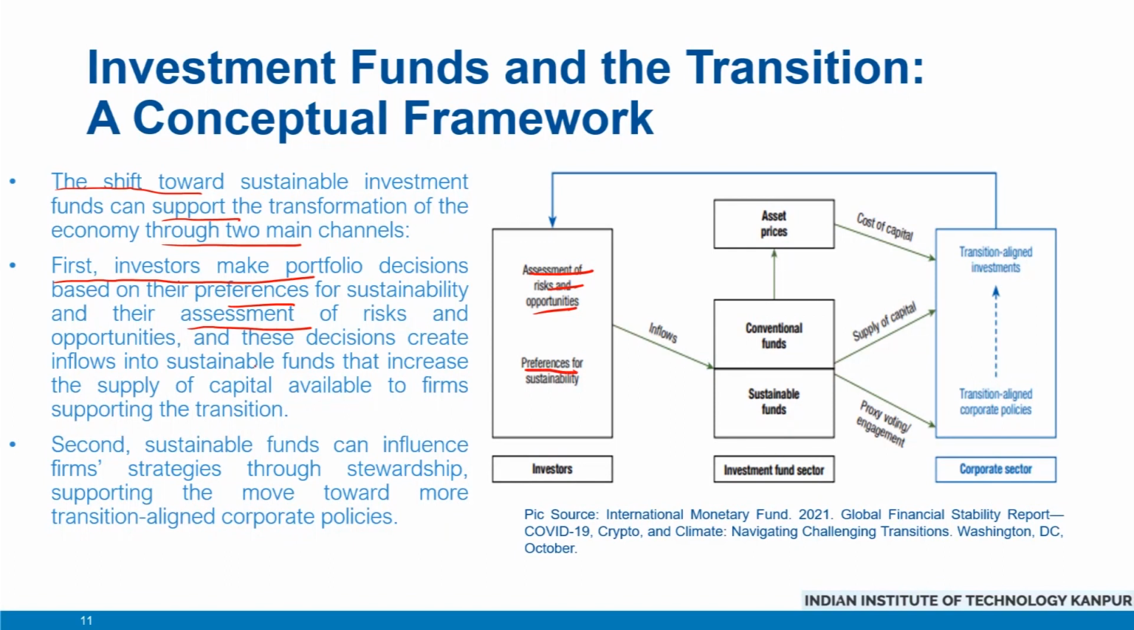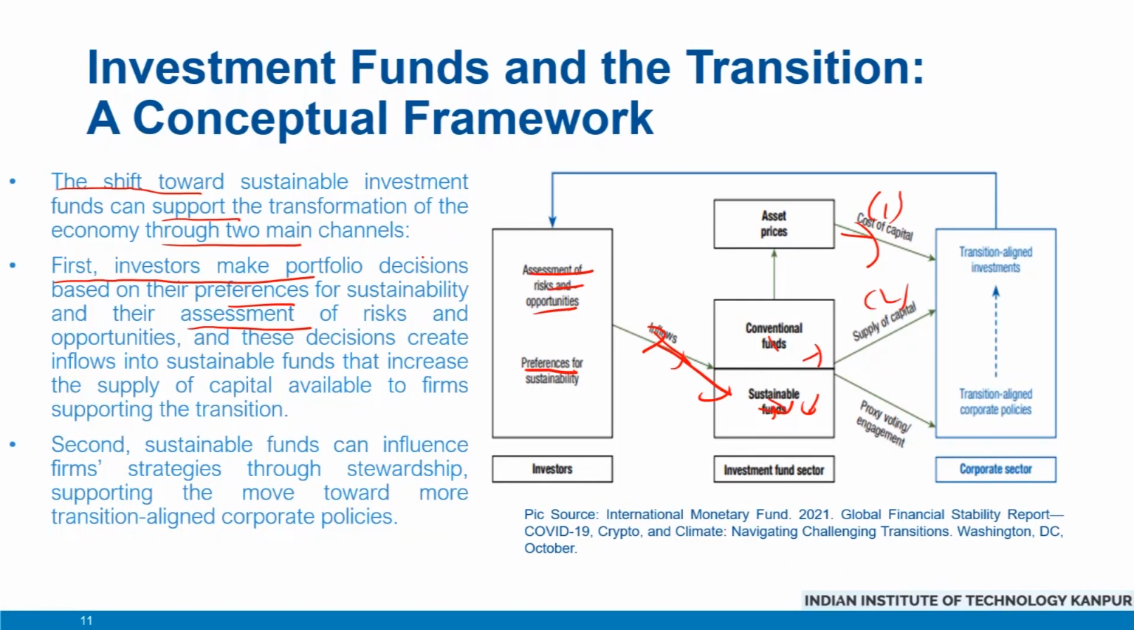And these decisions create inflow into sustainable funds that increases the supply of capital available to the firms supporting the transition. So there's more money going in, and this in turn reduces their cost of capital. Because there is more fund flow here, it reduces the cost of capital for these funds while increasing it for the conventional funds. For example, there will be an increase in asset prices for the sustainable funds and a relative decrease for the conventional funds, and that would affect their cost of capital, one, and second, the supply of capital.